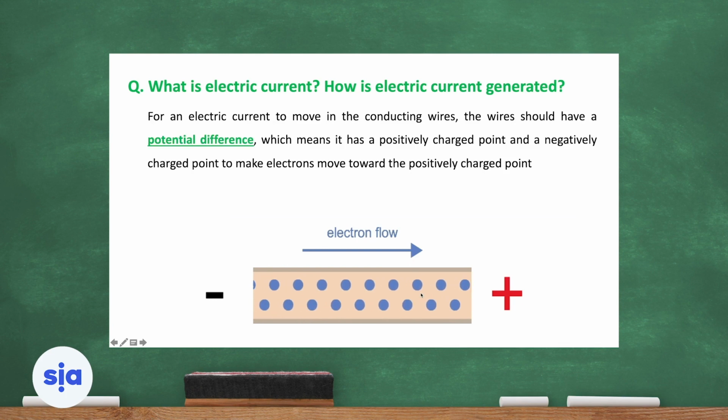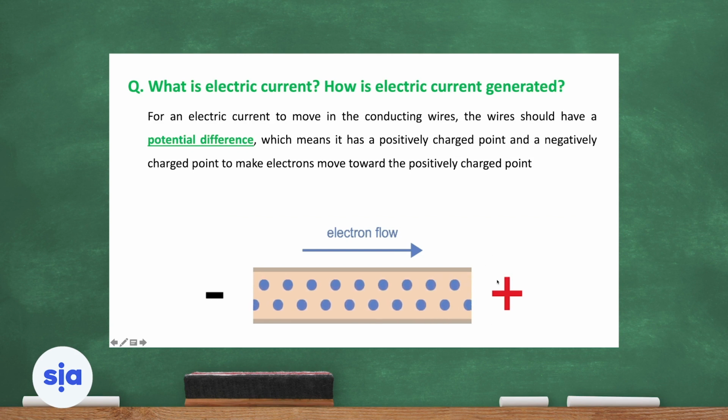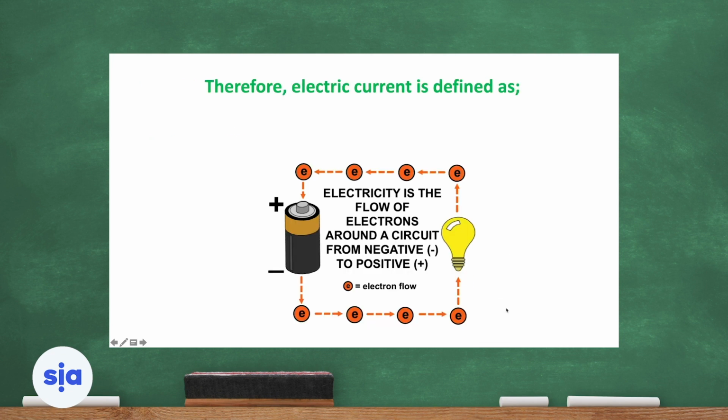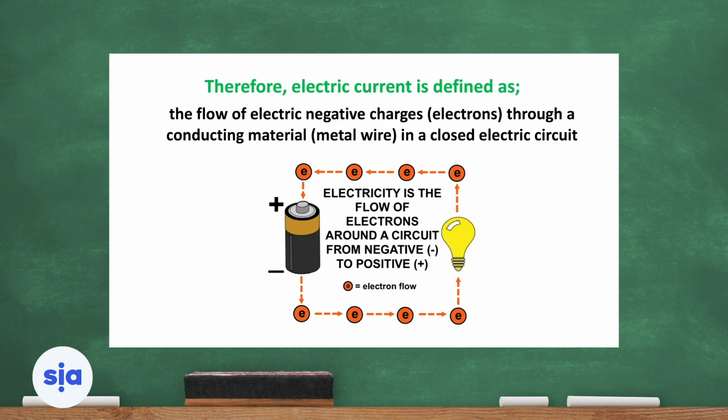Again, for an electric current to move in the conducting wires, the wires should have a potential difference, which means it has a positively charged point and a negatively charged point, where the electrons will flow toward the positively charged point. Therefore, electric current is defined as the flow of electric negative charges. What are the electric negative charges? Electrons. Yes, electrons. Through a conducting material, a metal wire.